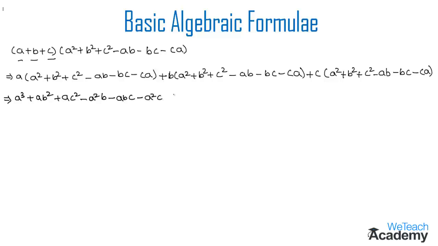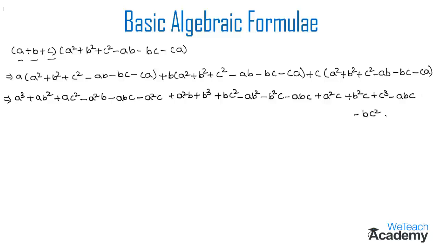And coming over to the next term, by multiplying b with the group we get a square b plus b cube plus bc square minus ab square minus b square c minus abc. And in the last term, by multiplying c with the group, we get a square c plus b square c plus c cube minus abc minus bc square minus ac square. Now try to cancel the similar terms with opposite signs.